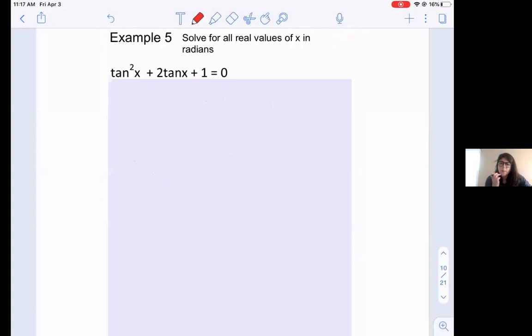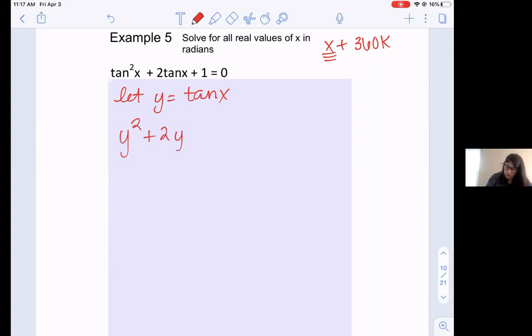All right, in this example, we're solving for all real values of x in radians. So I want you guys to remember your coterminal angle formula. It's angle plus 360k. So all my angles need to be put into that formula because it's all real values. Okay, so all of these are in tangent. So I'm going to go ahead and substitute y for tangent. So y squared plus 2y plus 1 equals 0.